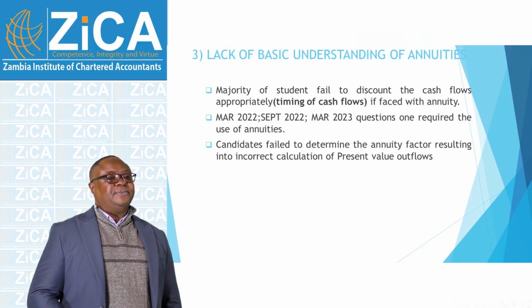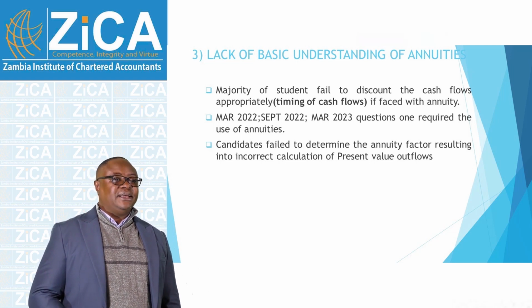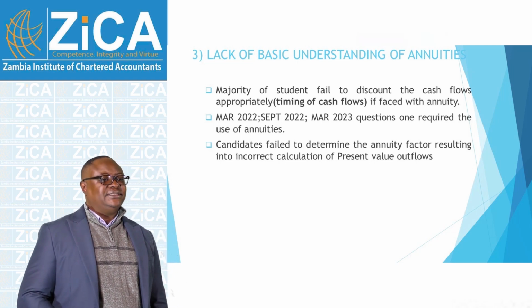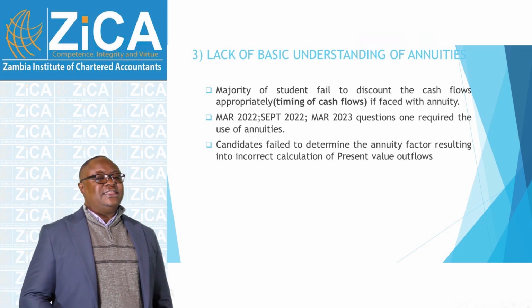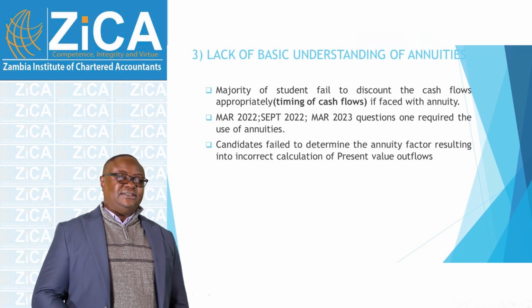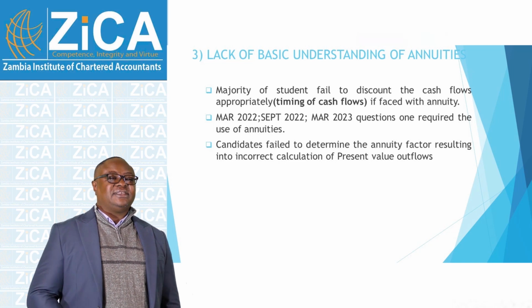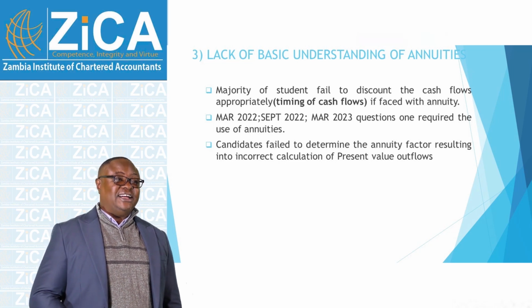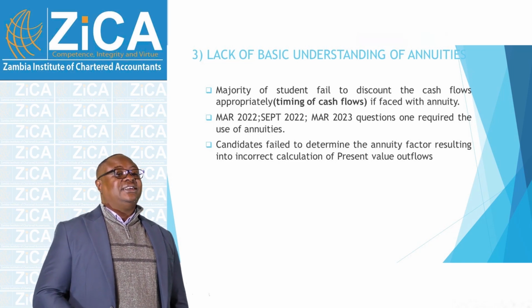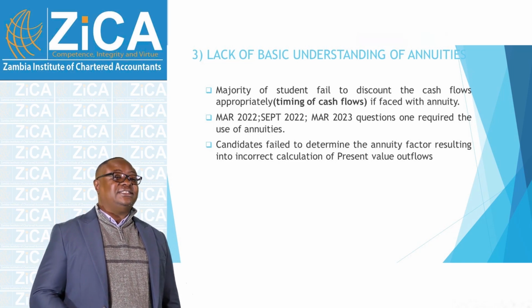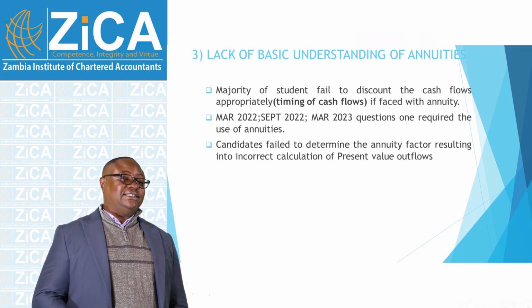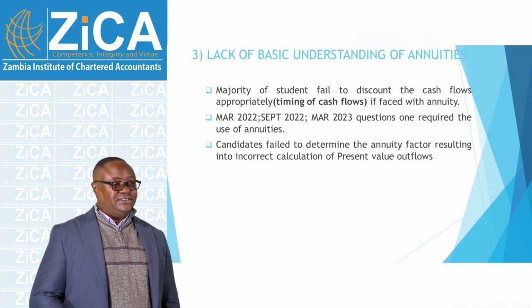Let's move on to common mistake number 3, lack of understanding of basic annuities. There is a problem with annuities among students. One thing you need to know is that examiners are interested in these common mistakes, and they will keep on repeating these questions so that it sends a message that you need to understand these areas. They are not areas to avoid.